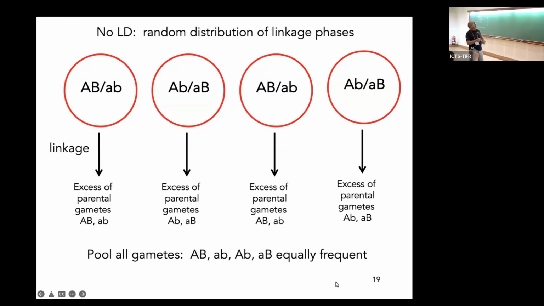Because big A and big B are in coupling. This notation means one chromosome has big A, big B, and the other chromosome has little a, little b. So unless you get a recombination, that chromosome stays intact. That means mostly you get big A, big B, little a, little b. Here you get big A, little b, little a, big B.